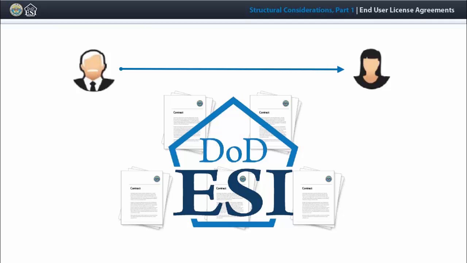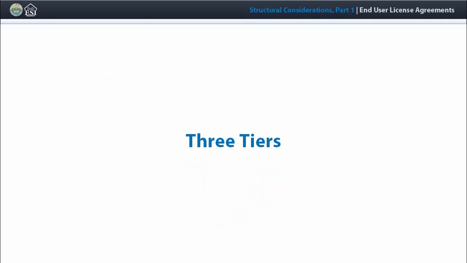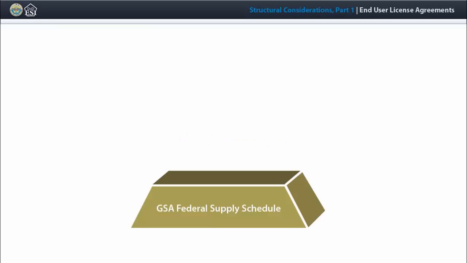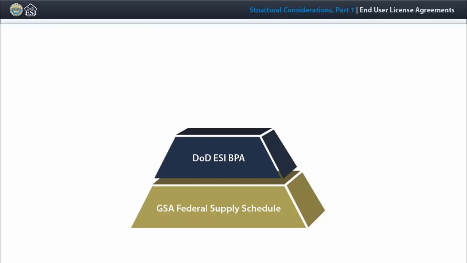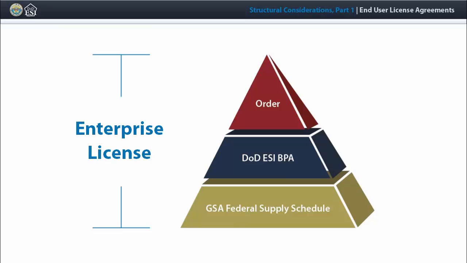DoD ESI BPA. There are three main tiers that form the contractual terms when placing an order under a DoD ESI BPA. First, we have the applicable GSA Federal Supply Schedule Contract, or FSS. Second is the ESI Blanket Purchase Agreement, or BPA. And third is the delivery order. In some cases, there is a fourth layer when an enterprise license has been negotiated and placed against the ESI BPA. We will now walk through each of these tiers.